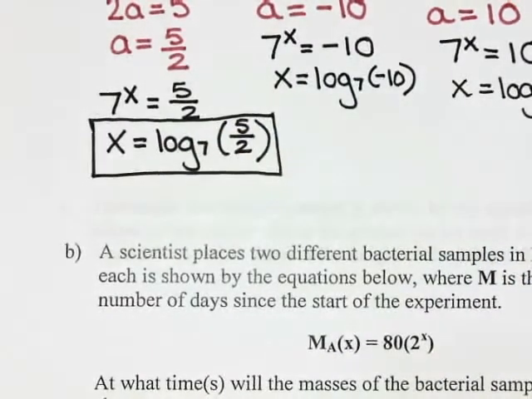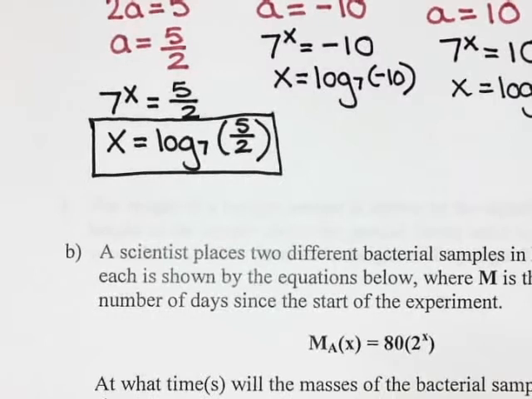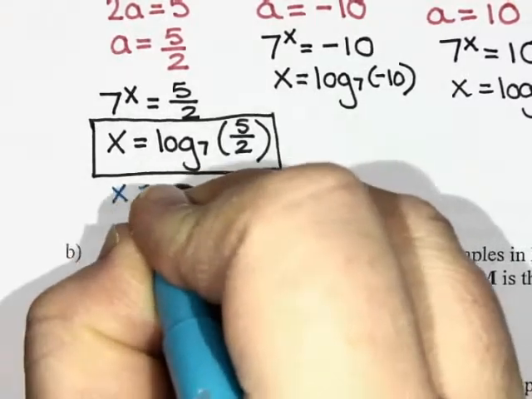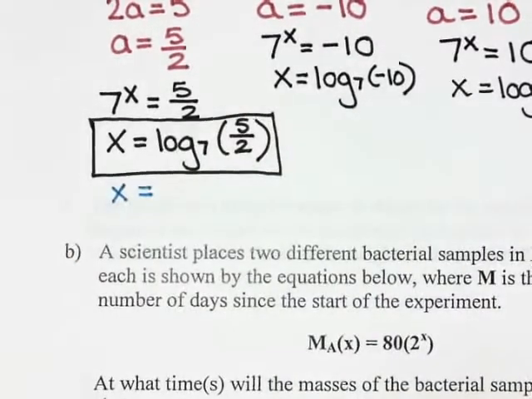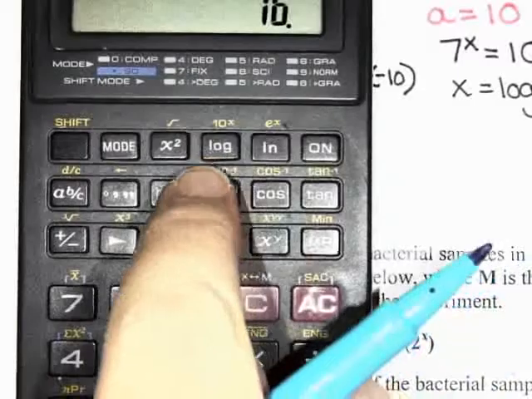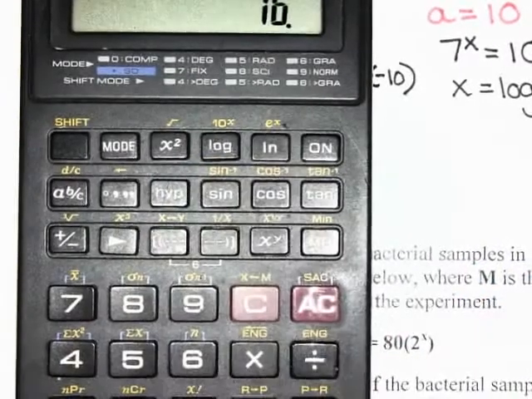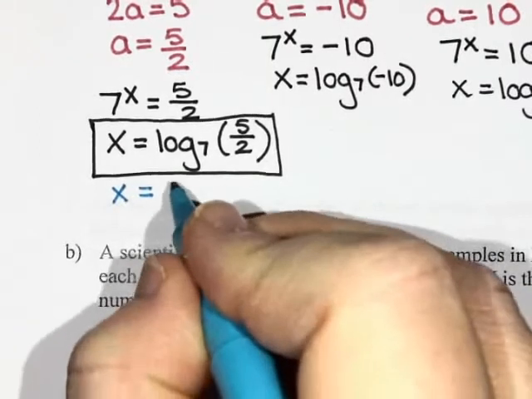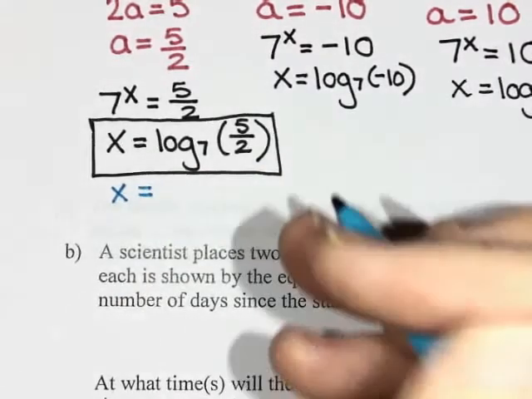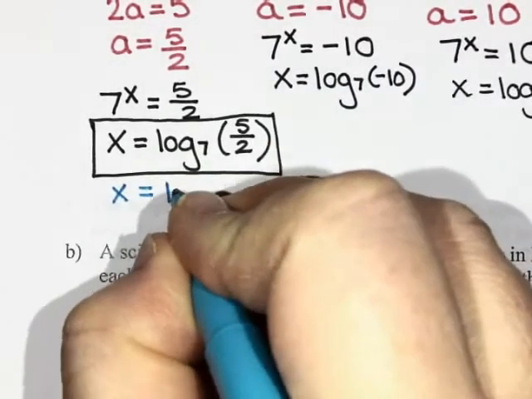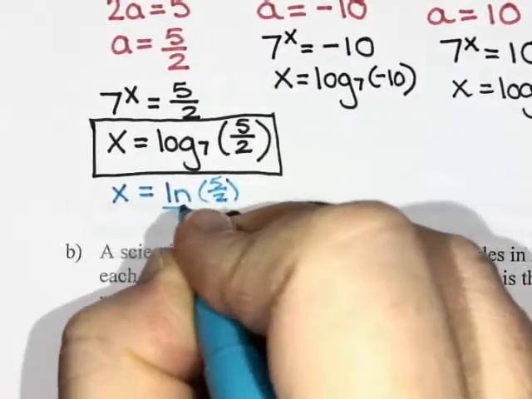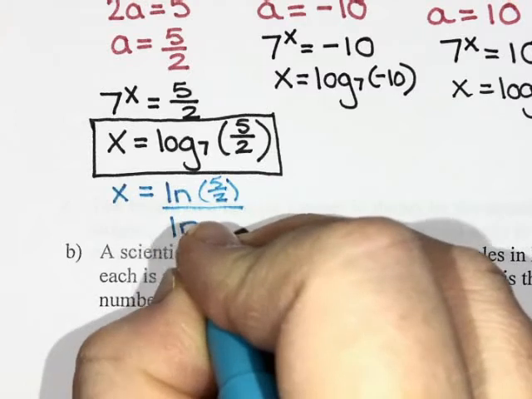Now, if I did want to work that out as a decimal, I would have to do some change of base. So my calculator does not do log base 7. It can only do log, which is log base 10, and ln, which is log base e. So you can use either of them. You can either do log or you can do ln. I like ln. So I'm going to do ln of 5 over 2 divided by ln of 7.